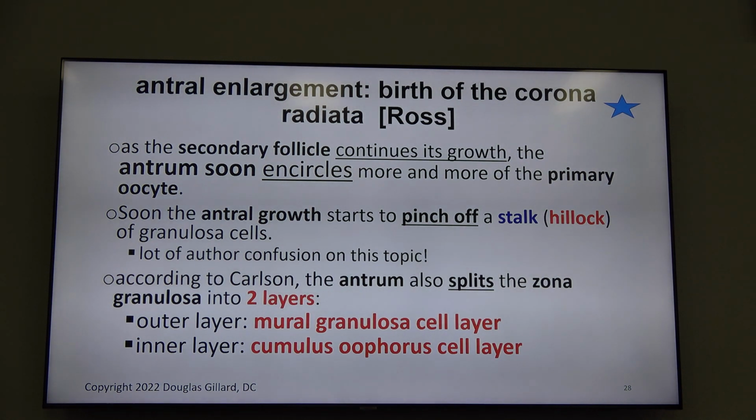Okay, so this just continues to get bigger and bigger, as I said, and it starts to separate the primary oocyte from the rest of the stuff. But it pinches off and creates a little stalk called the hillock, almost like the formation of the umbilical cord in a way, same kind of story. But this lake is also going to create two new layers because it's a lake, it's splitting. We have a south shore and a north shore when a lake occurs.